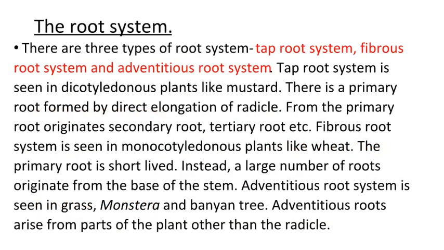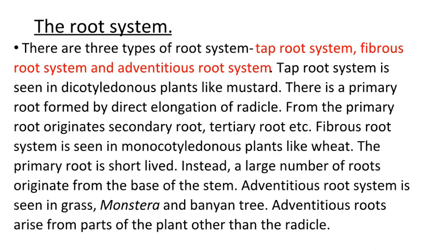The root system. There are three types of root system: tap root system, fibrous root system, and adventitious root system. Tap root system is seen in dicotyledonous plants like mustard. There is a primary root formed by direct elongation of radicle. From the primary root originates secondary root, tertiary root, etc.